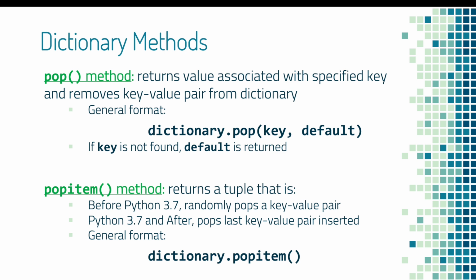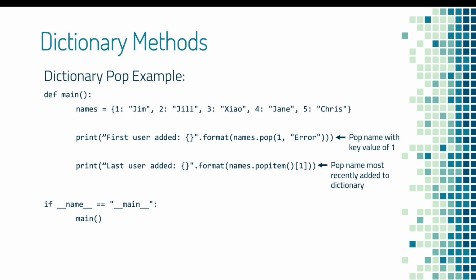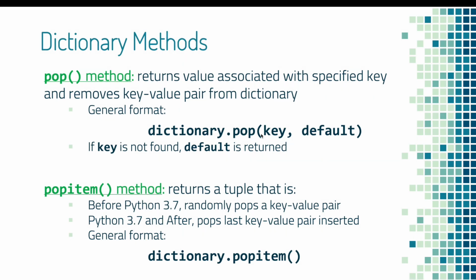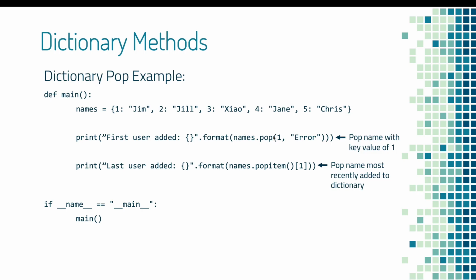Okay? All right, so here's an example. If we do .pop, it'll give us 1. Again, keep in mind pop also has a default, which basically means if we can't find the key, it returns the default instead. So over here we say .pop(1), first user added. The number 1 should be the key. That's going to be Jim.